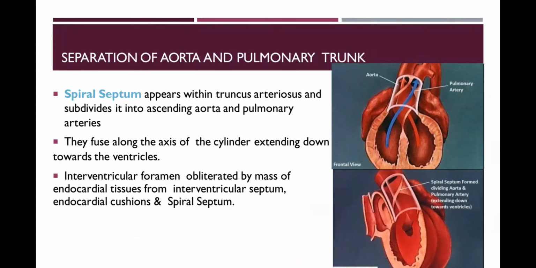Separation of the aorta and pulmonary trunk. A spiral septum appears within the truncus arteriosus and subdivides it into the ascending aorta and pulmonary trunk, with the pulmonary arteries. They fuse along the axis of the cylinder, extending down toward the ventricle. The interventricular foramen is obliterated by a mass of endocardial tissue from the interventricular septum, endocardial cushions, and spiral septum.